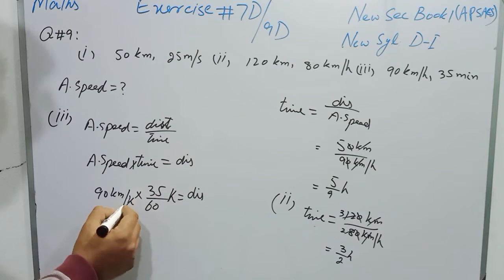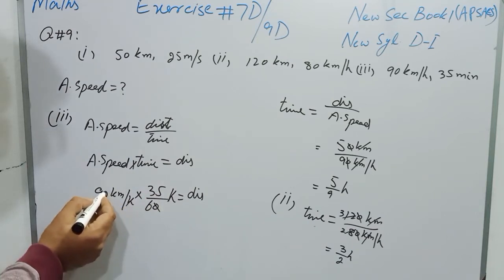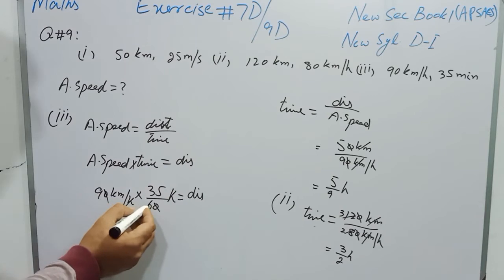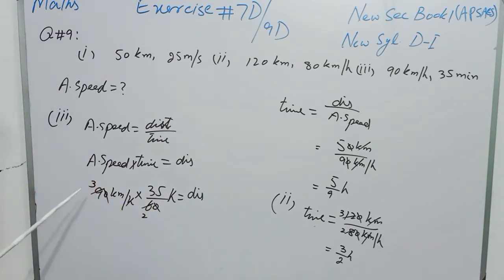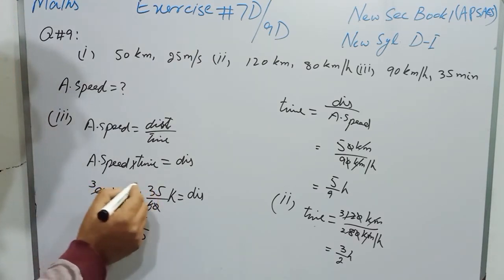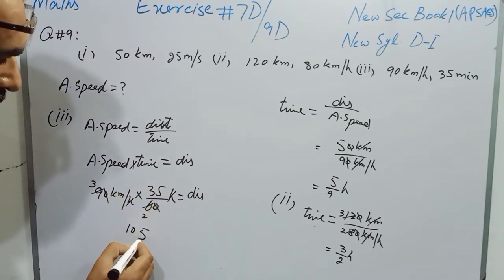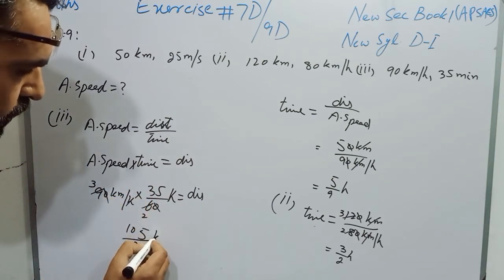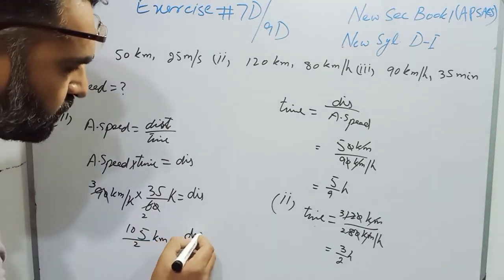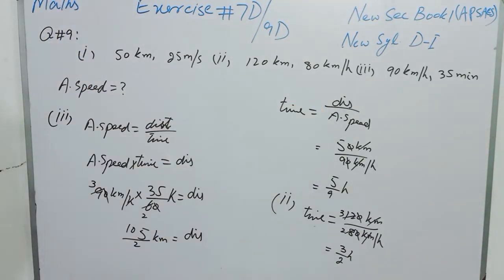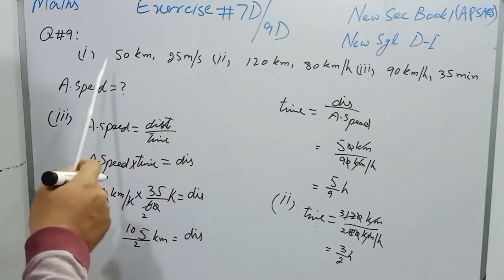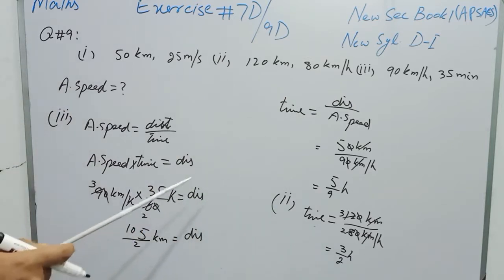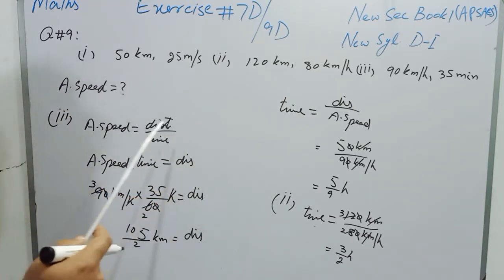So this 6 and this 6 will be cancelled. This 0 will be cancelled with this 0, and students, 3 2s are 6 and 3 3s are 9. So 3 5s are 15. 1 carry, 3 3s are 9 and 1 is 10. 105 over 2 kilometer is the distance for the third part. Now students, I will find the total time and total distance for all the three parts. So here I will write total distance and total time.